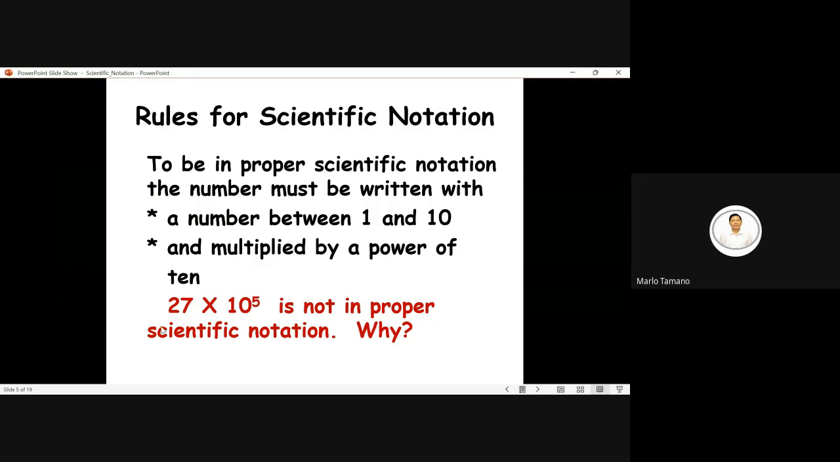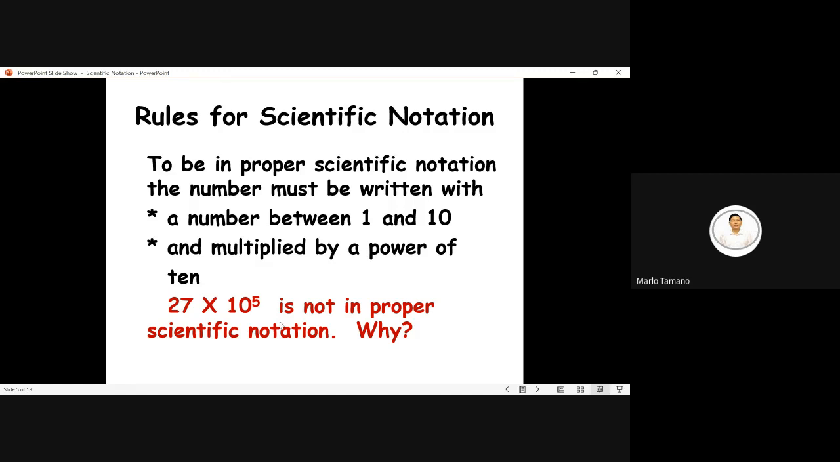You get my point? Yes. 2.7 times 10, but we have to add 1 to that exponent. Instead of writing 5, we will make it 6. So 2.7 times 10 to the 6th power. Yun na po, scientific notation na yun. Why? Because that 2.7 is greater than 1 but less than 10, as I have said. Tama? So that is the ruling.